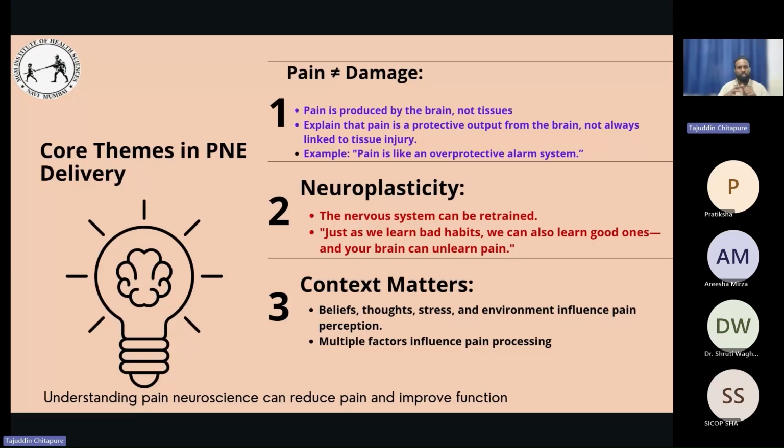Then second is neuroplasticity. The nervous system can be retrained. Just as we learn bad habits, we can also learn good ones, and your brain can unlearn pain. That is important. Then, context always matters. Beliefs, thoughts, stress, and environment can influence your pain perception. Multiple factors influence pain processing. So these are the core themes in PNE while delivering it to your patient, right?